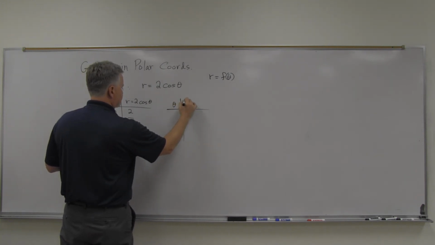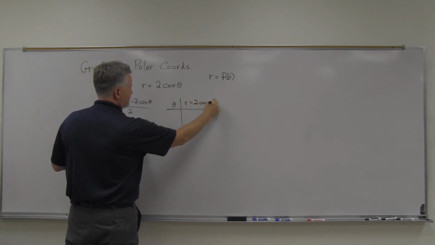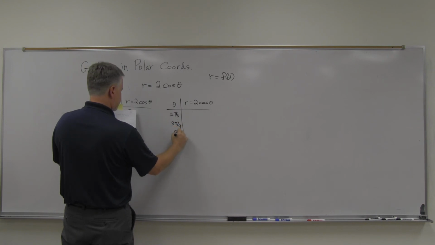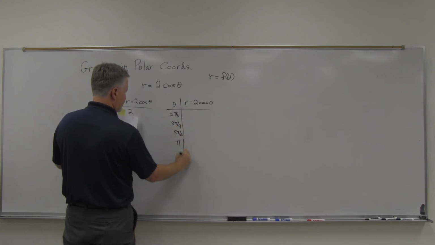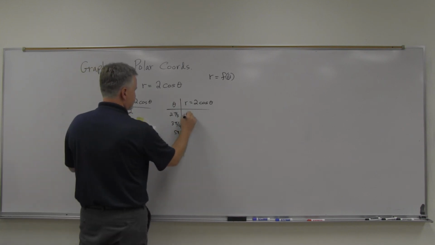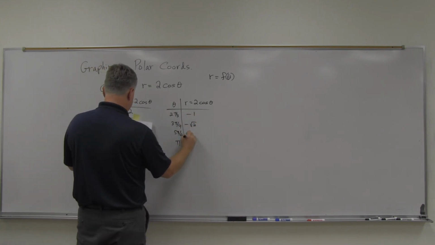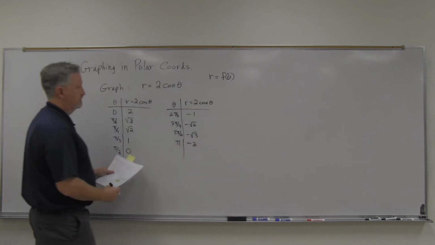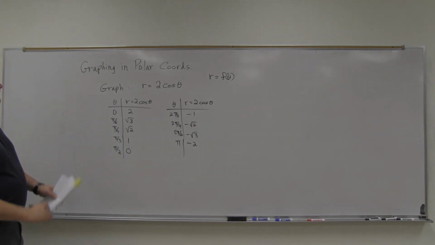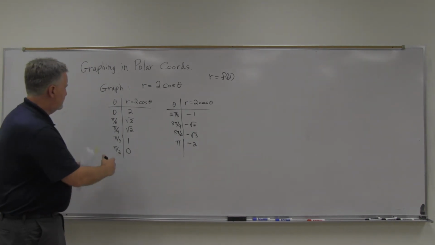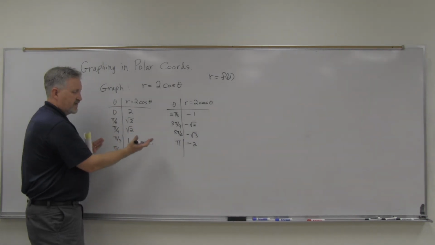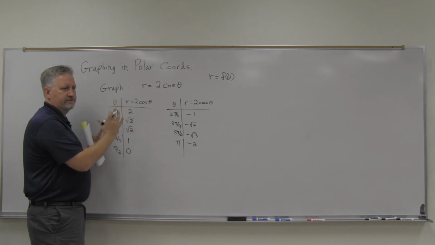And then I did a couple others, again, just to do this by hand. This is how it works. So 2 pi over 3, 3 pi over 4, 5 pi over 6, and pi. You can figure all these out, but this is going to be -1, negative square root of 2, negative square root of 3, and back to negative 2 there. So you kind of get the idea. You're just picking out values of theta, sweeping your way around and seeing what the r's are doing.